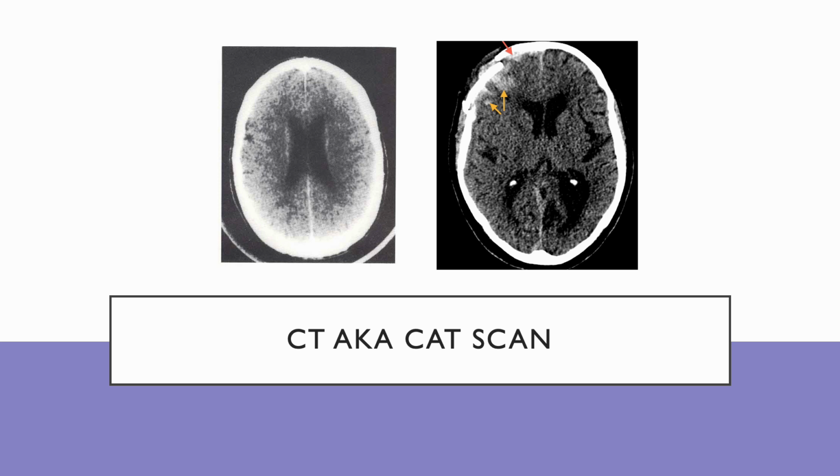For example, a CT scan could be used to assess for concussions, intracranial bleeding, structure abnormalities like hydrocephalus or infections, lesions or injuries to the brain. So essentially, it's like a more detailed version of an X-ray.